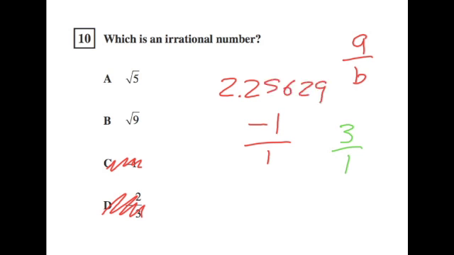2.25629. Now this isn't what the square root of 5 is, but let's just assume I know it's going to be a long number after that. It's going to be a never-ending decimal. How can I put this number over 1 if it keeps going out this way, if I don't even know where it ends?